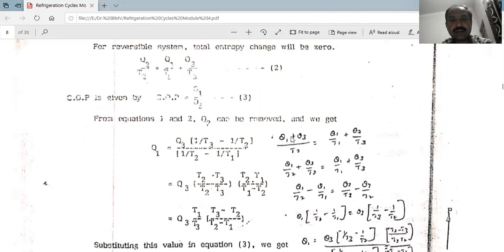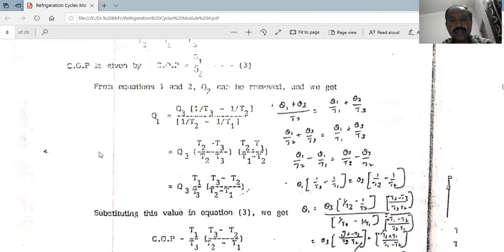Then I will write down separately. Q1 divided by T2 plus Q3 divided by T2 is equal to Q1 divided by T1 plus Q3 divided by T3. Then I'll write here Q1 divided by T2 minus Q1 divided by T1. That is, the Q1 terms we have taken to the LHS side. Then the Q3 terms we have taken to the RHS side. That is Q3 divided by T3 minus Q3 divided by T2.